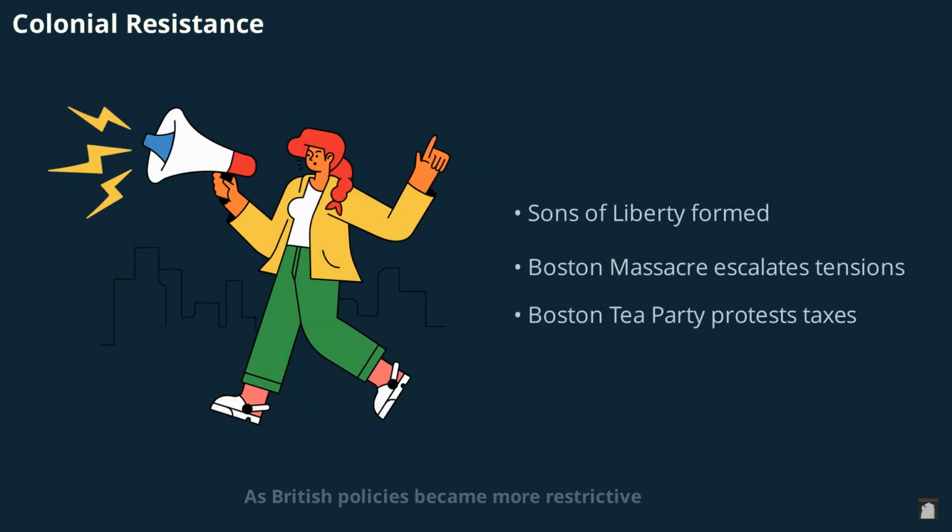As British policies became more restrictive, the colonists began to organize resistance. Groups like the Sons of Liberty emerged, leading protests and boycotts against British goods. The Boston Massacre in 1770 and the Boston Tea Party in 1773 were key events that intensified the conflict. These acts of defiance showed that the colonists were willing to stand up for their rights, even if it meant direct confrontation with British authority.